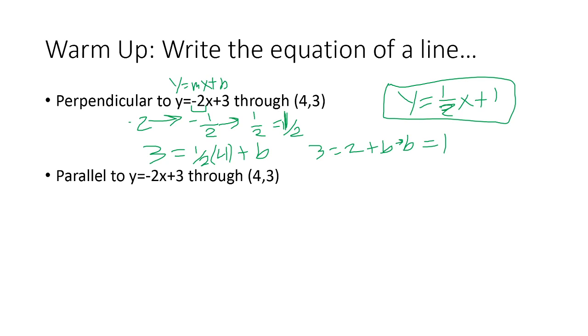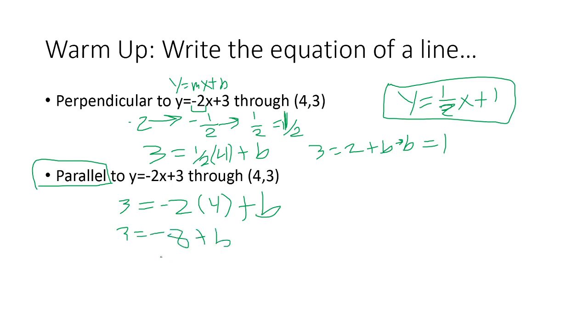All we have to do is take the negative, no, not, it's parallel, excuse me, it's parallel, so the slope stays the same, and we're not going to do the negative reciprocal, we're just going to keep the slope as it is and plug in our y and x. So y equals mx plus b, so 3 equals negative 2 times 4 plus b, so 3 equals negative 8 plus b. Add 8 to both sides.